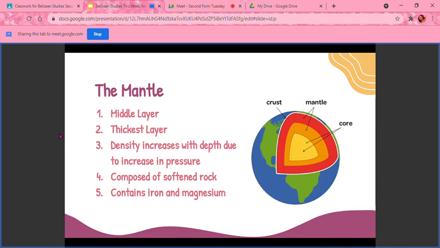Moving on to the mantle. The mantle is the middle layer. It is the thickest layer. Its density increases with depth. So the deeper that we go through the mantle, the more dense it gets because of the pressure. The deeper that we go into the earth, everything that we are passing is on top of that, and that pressure makes everything that we go deeper into more compact. It's composed of softened rock and contains iron and magnesium.